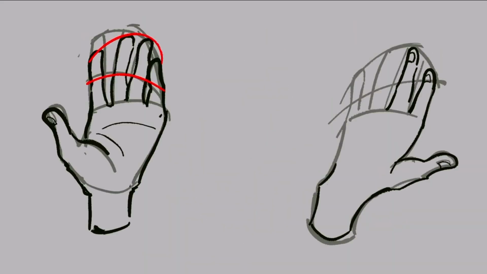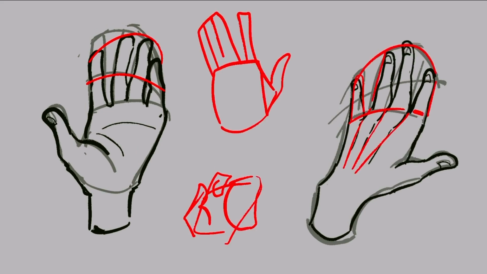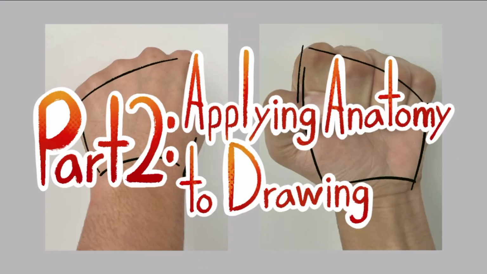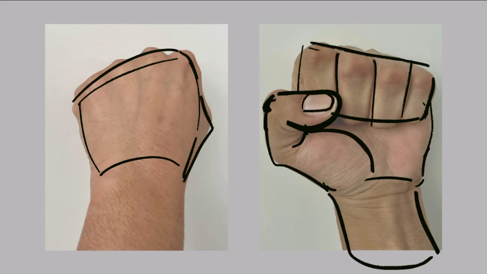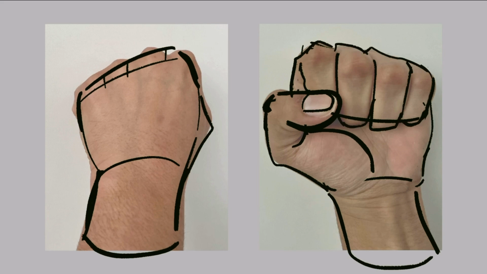From the back of the hand, all the finger bones originate from the wrist. It goes the same with the knuckles, following around the arc. When drawing the fist, always align the knuckles with the arc. This alignment helps with the accuracy of your drawing.